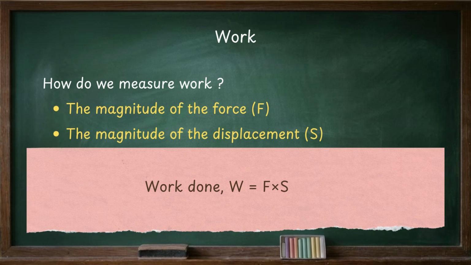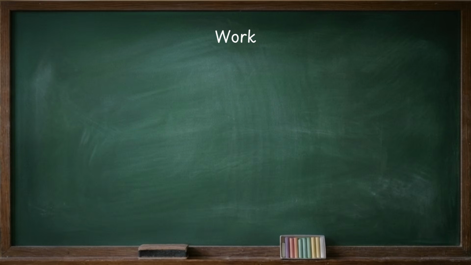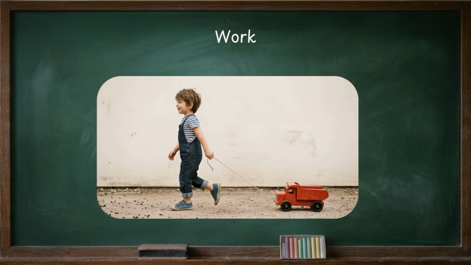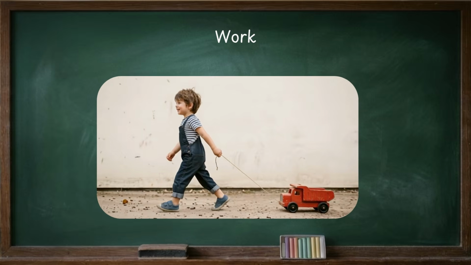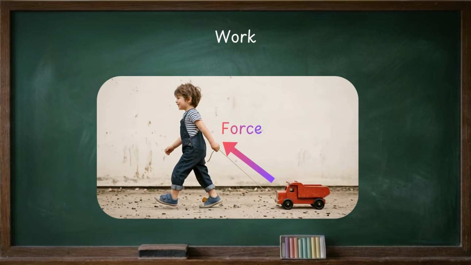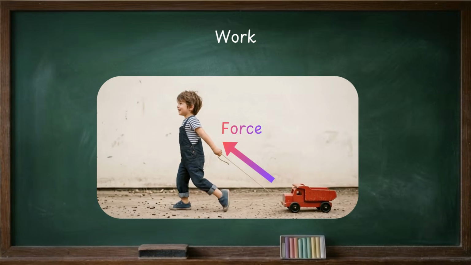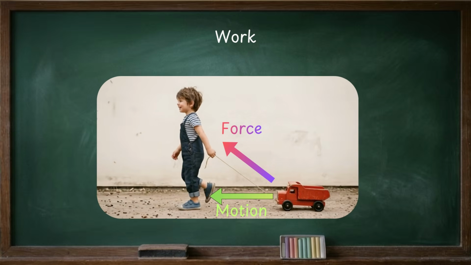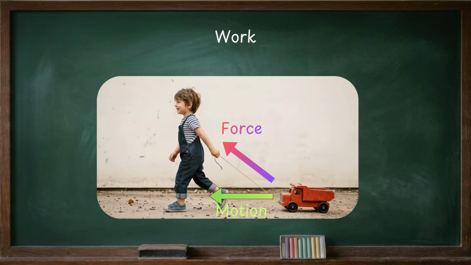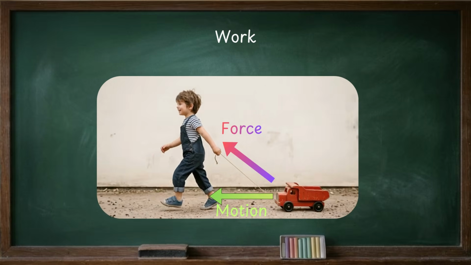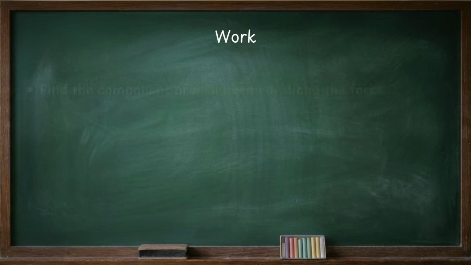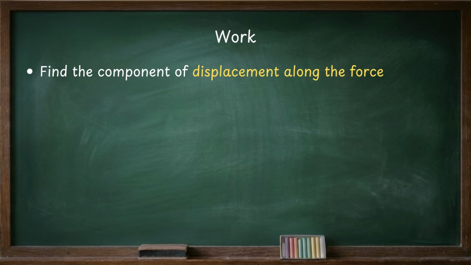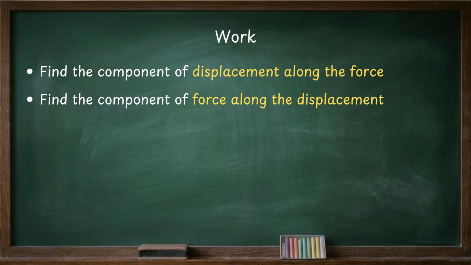But what if the force and the movement are not in the same direction? Imagine pulling a toy truck with a string. You are applying the force at an angle through the string attached to the toy truck. But the toy truck is moving along the floor at an angle to the force. When this happens, you can calculate the work done in 2 ways. You can find the component of displacement along the force, or you can find the component of force along the displacement. Both methods give the exact same result.